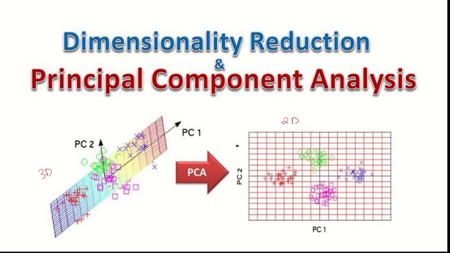Okay, this is 3D and 2D, and we have found the principal components or the eigenvectors. So this is PC1 and PC2. These are the two eigenvectors we found, and using these eigenvectors we map our data. This axis will be our eigenvector 2, and this axis is our eigenvector 1. So from 3D we converted it to 2D. So that is one example of dimensionality reduction and principal component analysis.